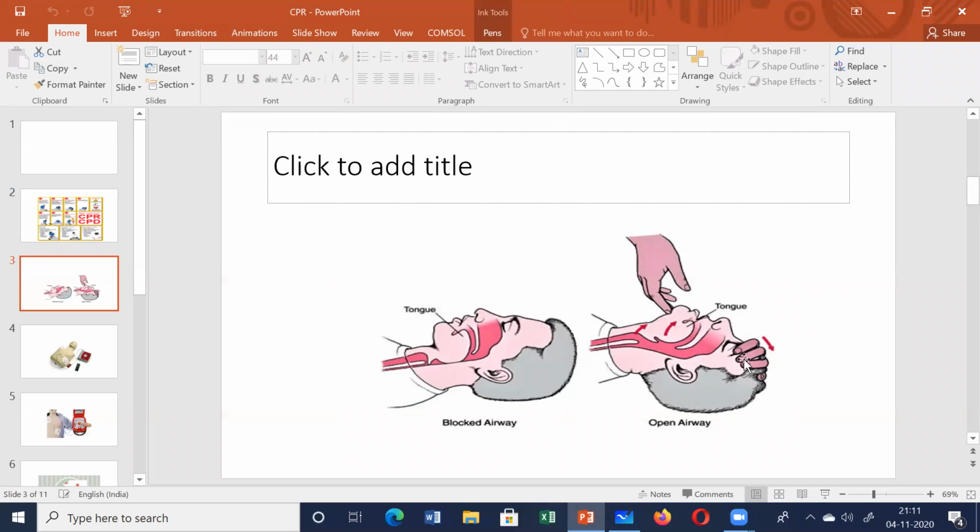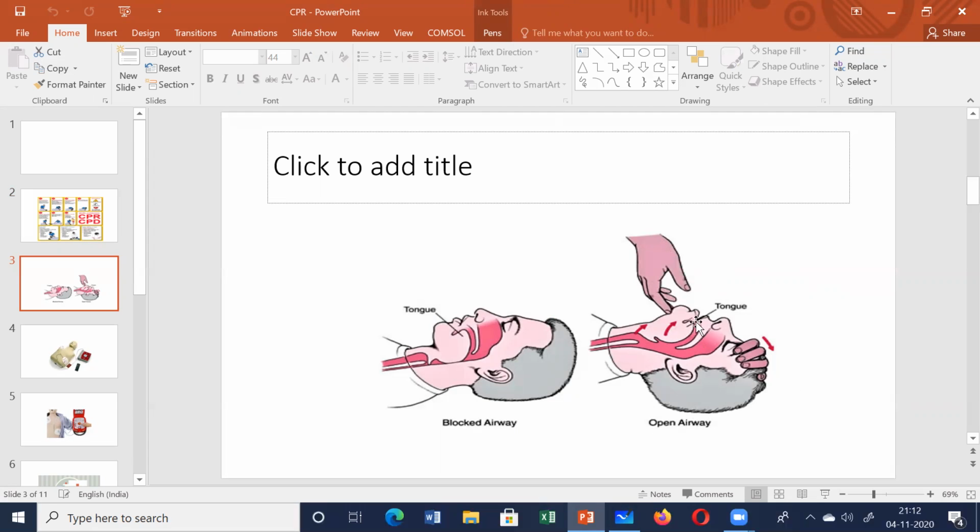Suppose in this victim you suspect a spinal injury, then they should use spinal motion restriction. They should place one hand on either side of the victim's head to stabilize it, holding it still while performing the compressions.